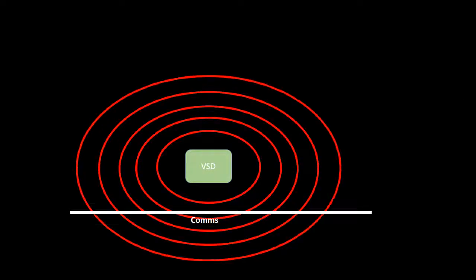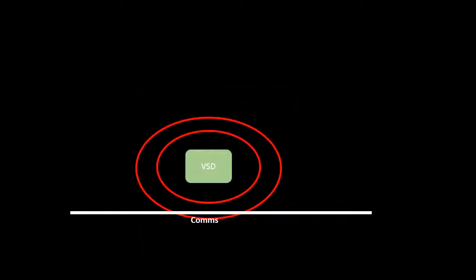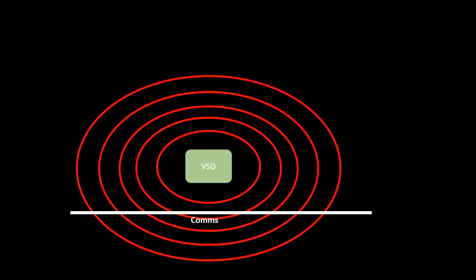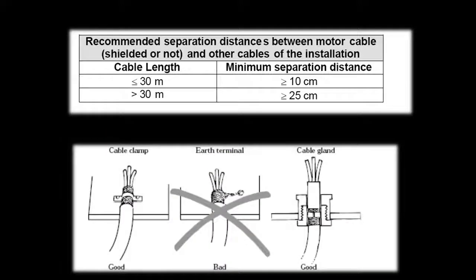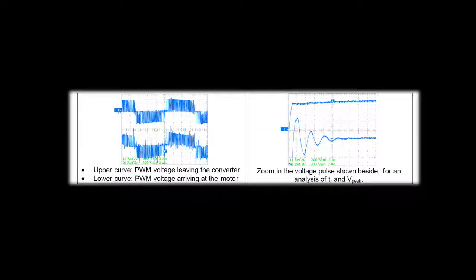Due to the large amplitude, high frequency output of a VSD, they are a major source of electromagnetic interference. This can disrupt nearby communication signals. For this reason, VSD cables must be properly shielded and separated from other cables. Excessive cable length can also cause voltage spikes arriving at the motor, which could potentially damage the winding insulation.